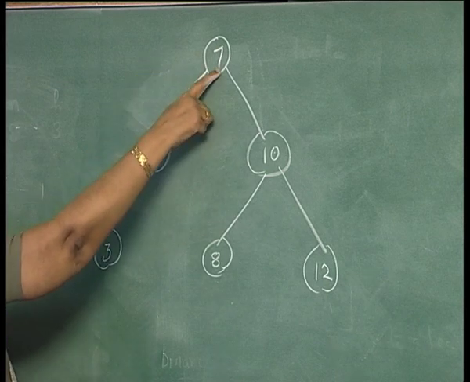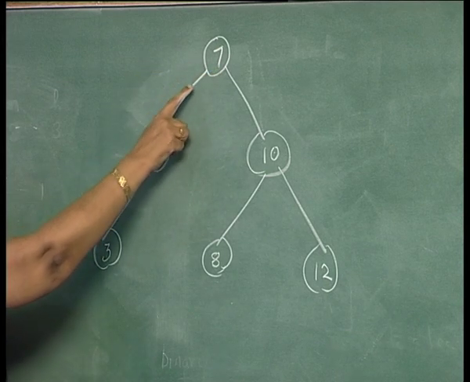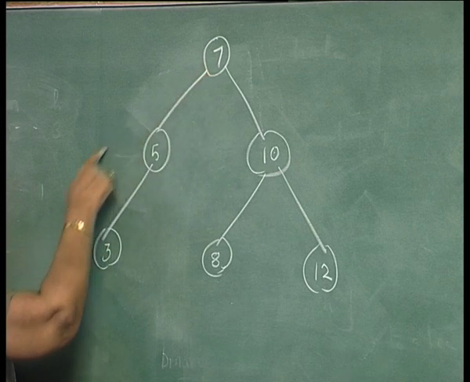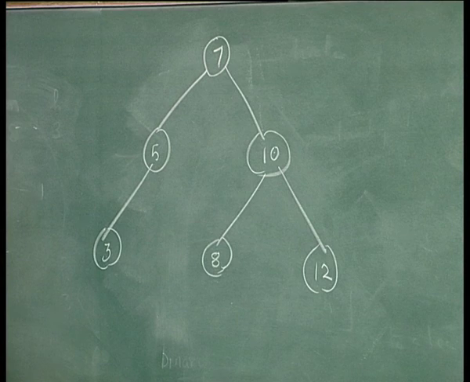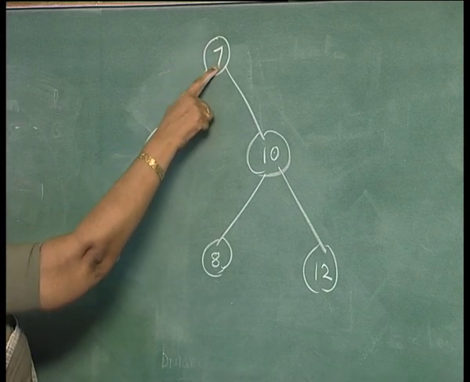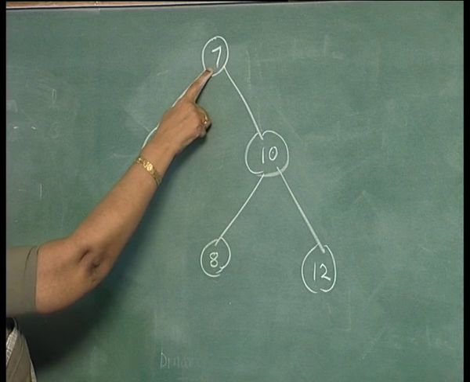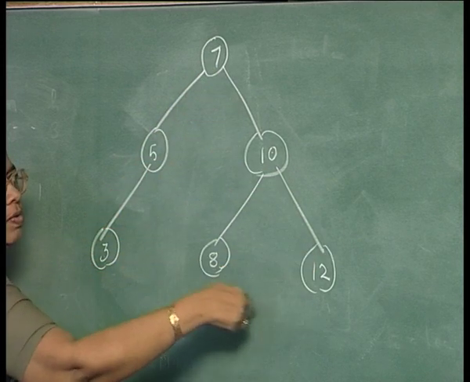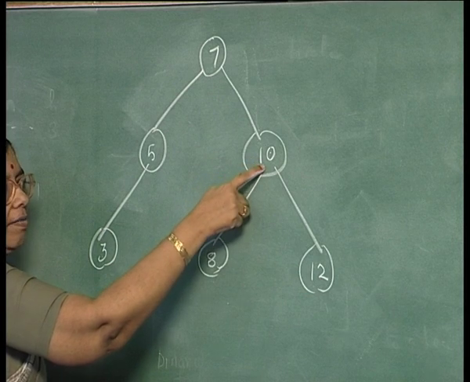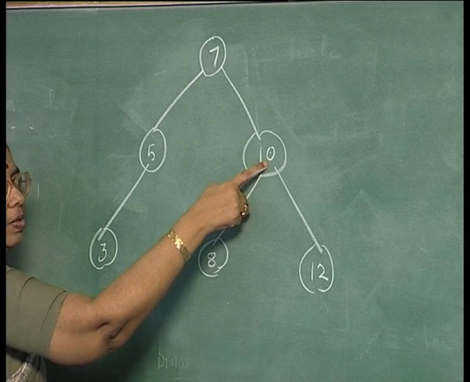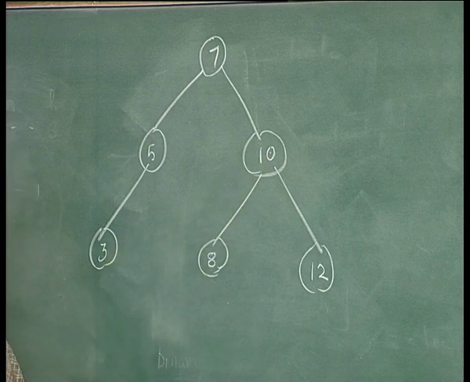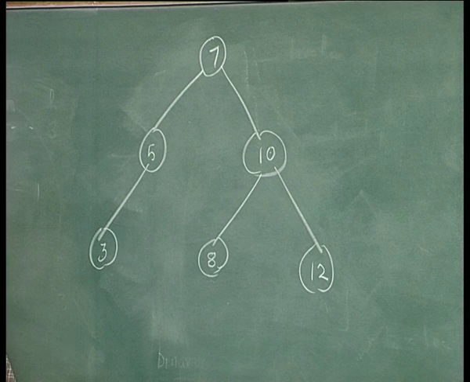First, you go to the root. All elements less than 7 will be in the left subtree, all elements greater than 7 will be in the right subtree. So, suppose I want to search for 9, I go to the root, I find that 7 is less than 9. So, the next search I have to do in the right subtree. So, I go here, and here 9 is less than 10. So, here I have to go to the left subtree, and here I find 8, 9 is not there. So, that record is not found.